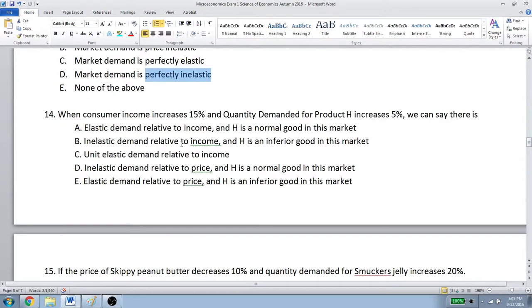14. When consumer income increases 15%, so this is an income question, and quantity demanded for product H increases 5%, well, we can say that there is inelasticity, not perfect inelasticity, but inelasticity, because this was a major increase in your pay, but you're only buying a little bit more of H, so that's inelastic. It's an inelastic demand relative to income. These words about price should be changed to income, as I indicated to you in the class when you took it.